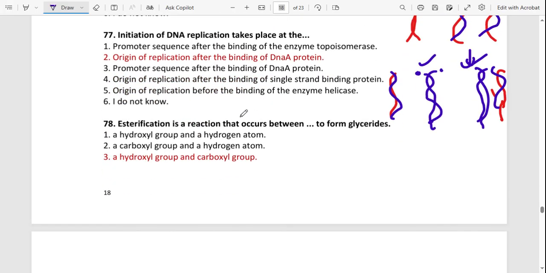Initiation of DNA replication takes place at what we call the origin of replication. First, a DNA protein attaches to the origin of replication, and that will tell helicase to come and start separating.